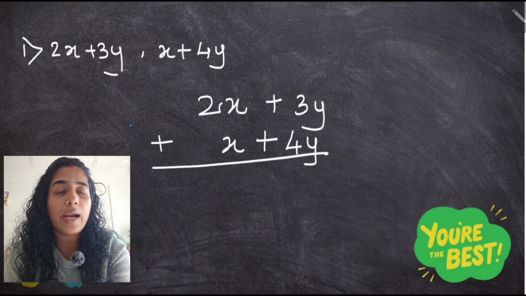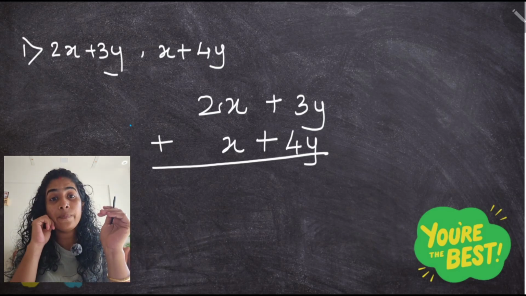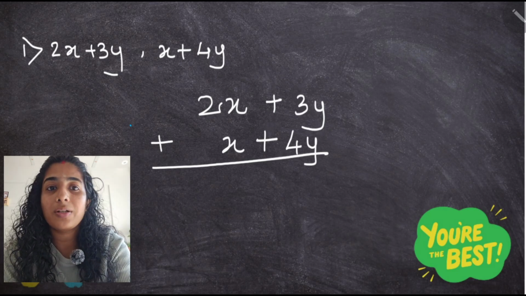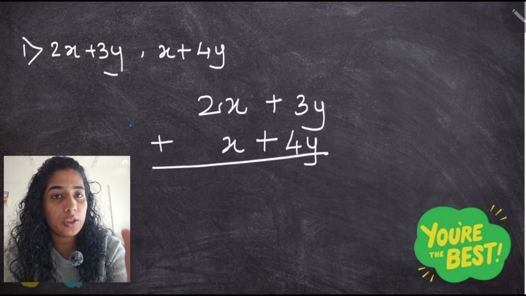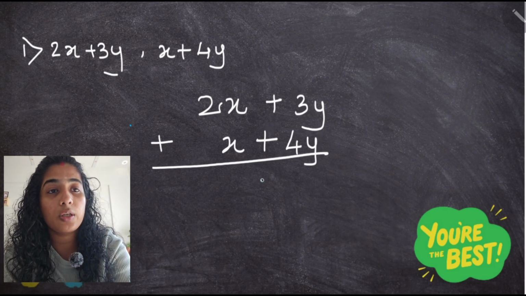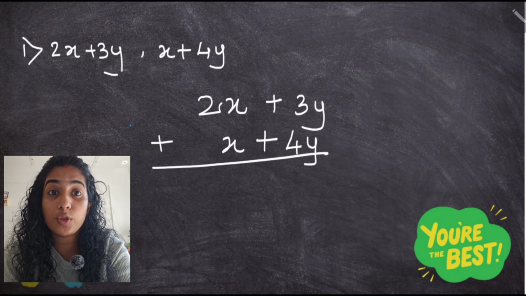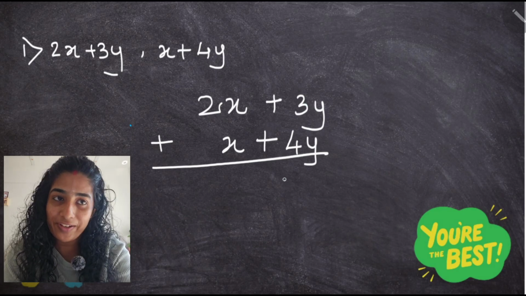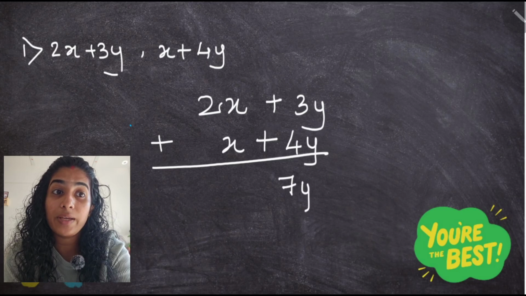The way we add, you will be adding the coefficients, that is the numbers only, not the variables. Please don't make the mistake of adding the variables. So here 3 plus 4 gives you what? 7. Very good. And y will be as it is. Plus sign will be as it is.